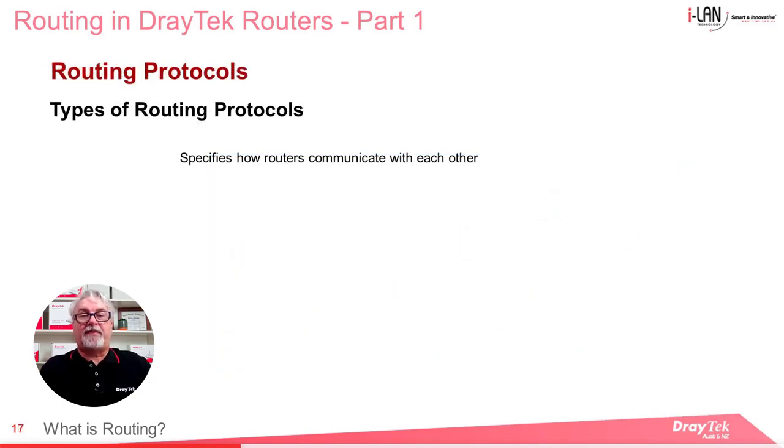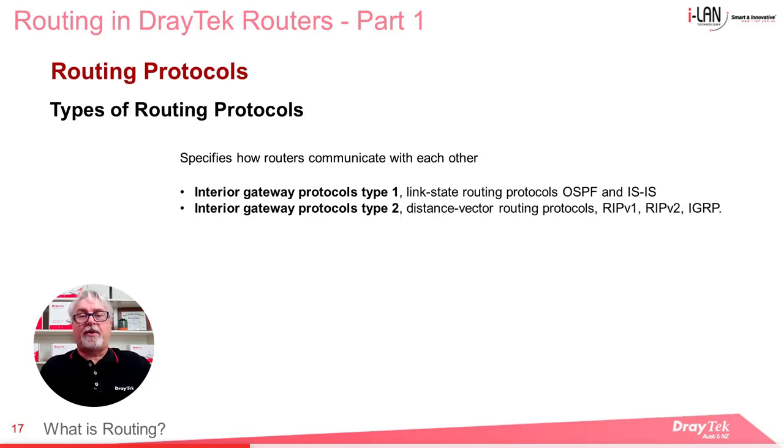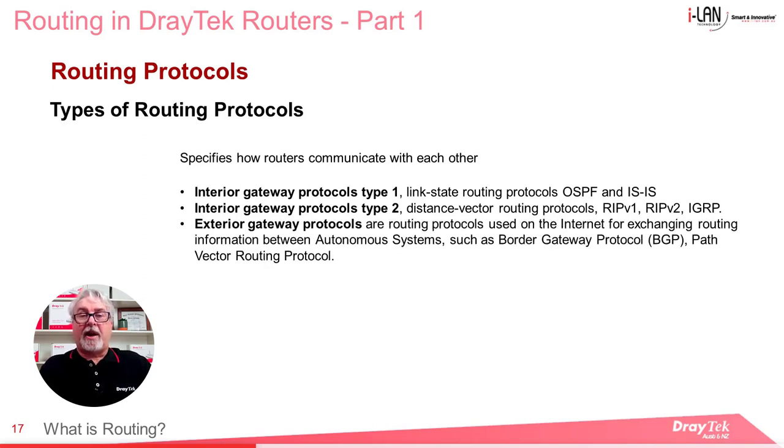A routing protocol specifies how routers communicate with each other and exchange routing information. There are three types: interior gateway protocols type 1, which are link state routing protocols such as OSPF and IS-IS. Interior gateway protocols type 2, which are distance vector routing protocols such as Routing Information Protocol, that's RIP version 1 and version 2, and IGRP. Finally, exterior gateway protocols are used on the internet for exchanging routing information between autonomous systems. These include Border Gateway Protocol, BGP, and Path Vector Routing Protocol.